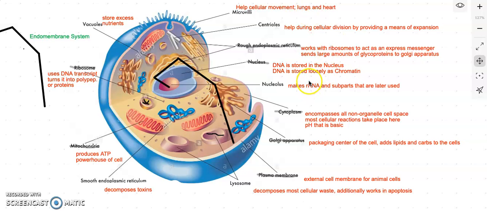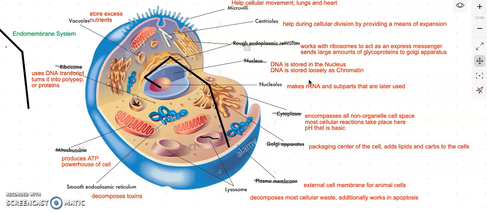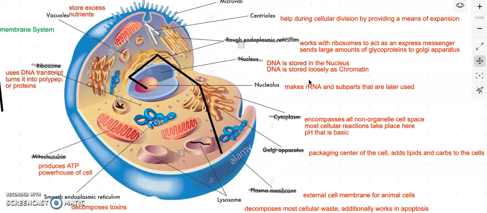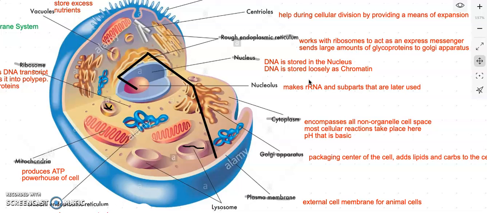is the nucleus. The nucleus is where we store our DNA, which is the genetic material that codes for basically all the proteins and all the characteristics of an organism. Additionally, DNA is stored as chromatin, which is a loosely structured form of DNA, whereas we're used to seeing it as chromosomes, which is a tightly condensed form of DNA.